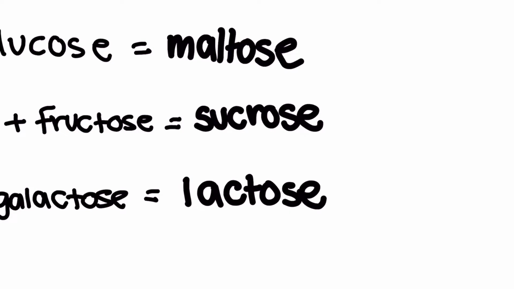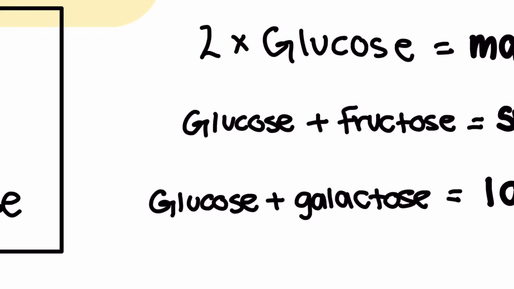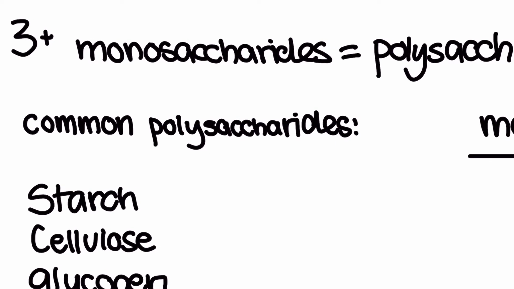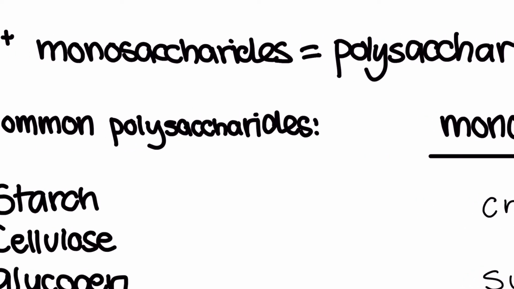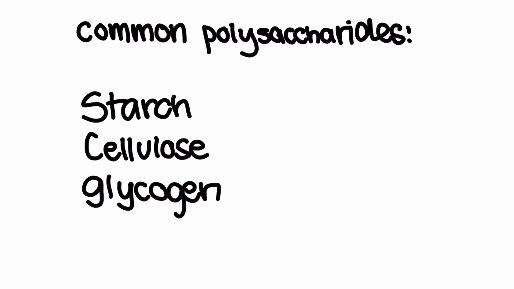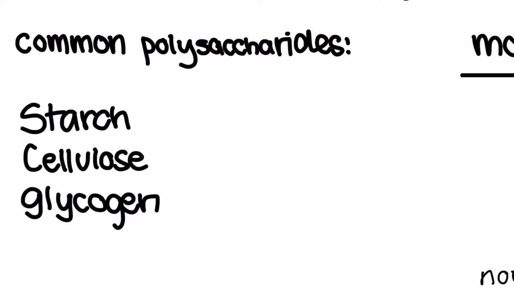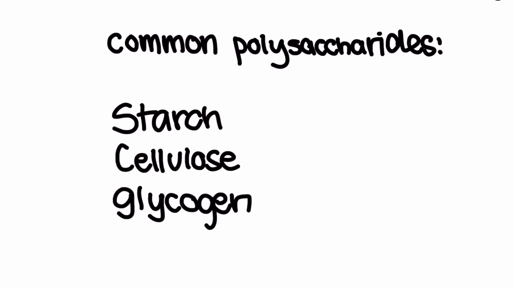When adding 3 or more monosaccharides together, that is how a polysaccharide is formed. And there are 3 common polysaccharides which you need to know for the IB, and that is starch, which you may remember from GCSE, cellulose, and glycogen. Starch is found in plants, and that is how plants store their sugars for long term. Cellulose is found in the walls of plant cells, and glycogen is found in people.